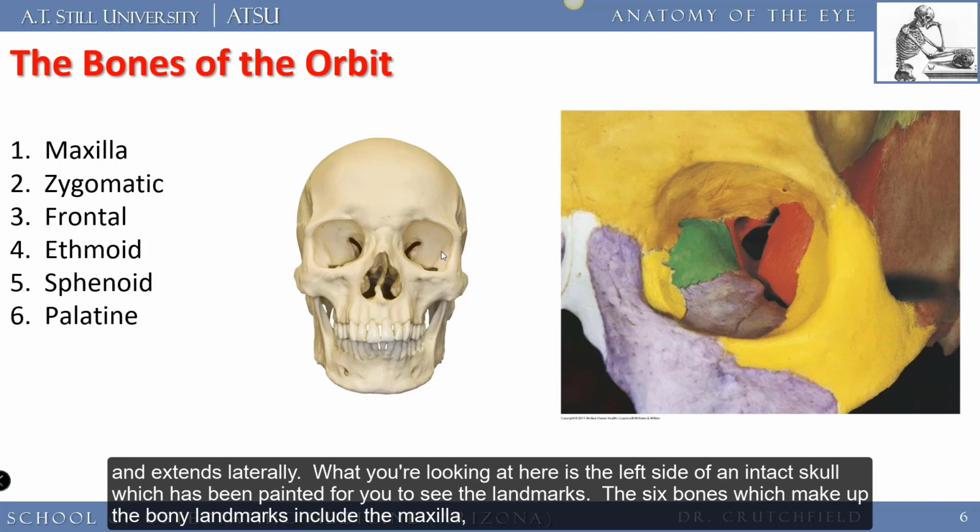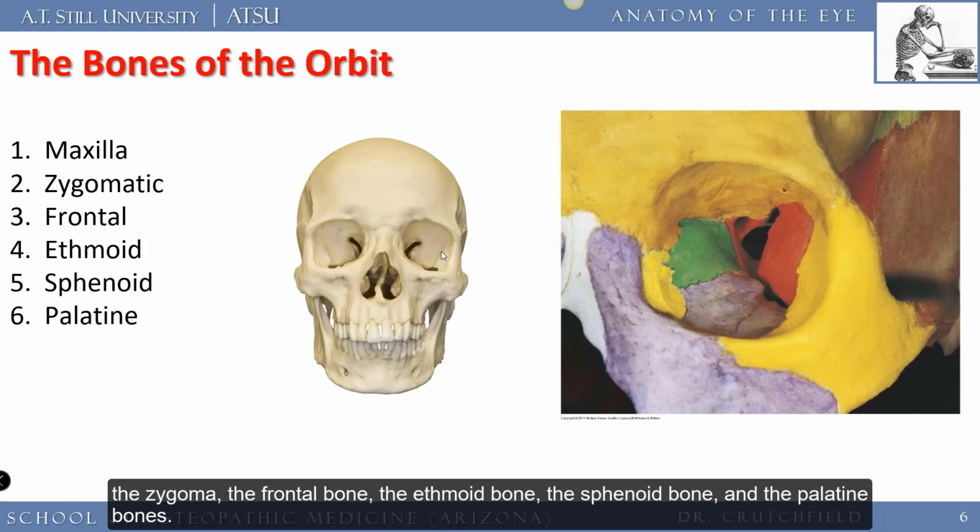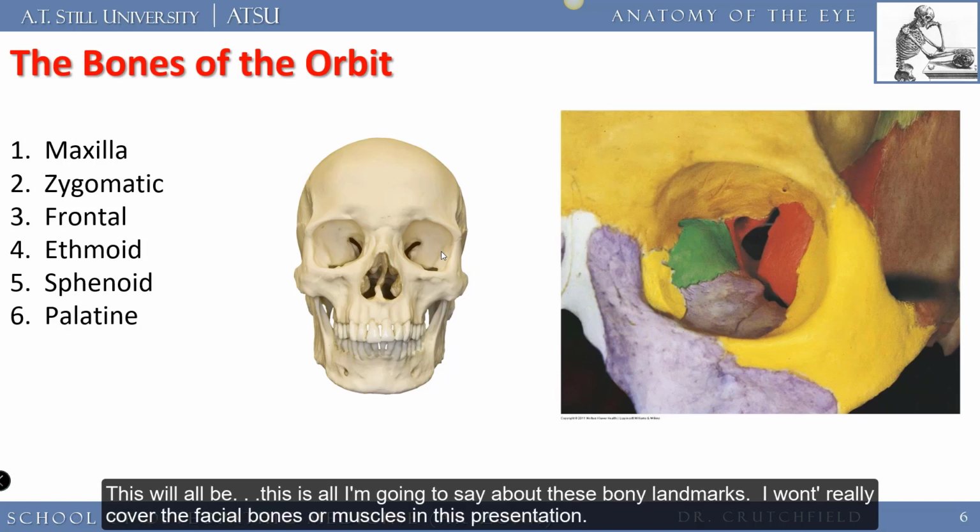And then what you're looking at here is the left side of an intact skull, which has been painted for you to see the landmarks. The 6 bones which make up the bony landmarks include the maxilla, the zygoma, the frontal bone, the ethmoid bone, the sphenoid bone, and the palatine bones. This is all I'm going to say about these bony landmarks. I won't really cover the facial bones or the facial muscles in this presentation.